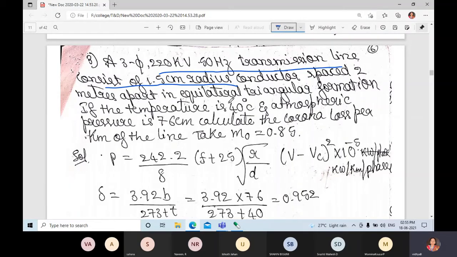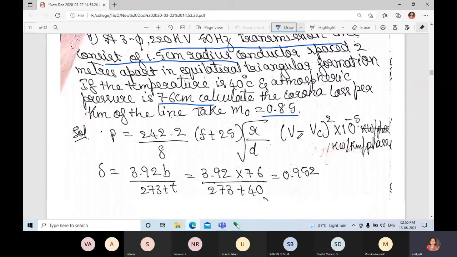That means D value is 2 and the radius they have given is 1.5 centimeter. In equilateral triangle formation, if the temperature is 40 degrees Celsius and atmospheric pressure is 76 centimeter, then calculate the corona loss per kilometer of the line taken. Take m naught is equal to 0.85.